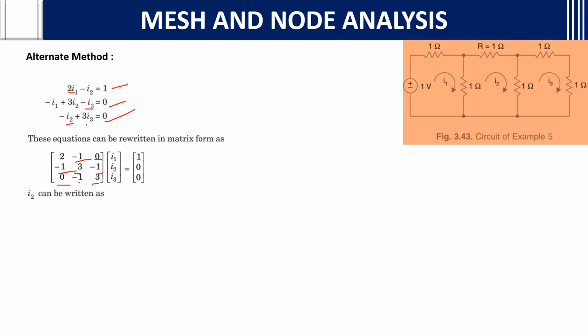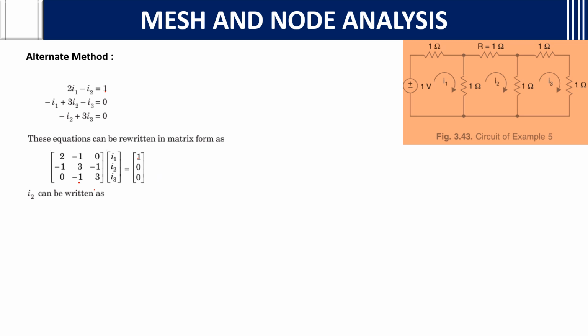Okay, then what do we need to do? We need to multiply by the matrix I1, I2, I3. Why? Because it is V equals Z into I, or R into I equals V. So it is in this form, and we need to write it that way. After writing, the right hand side is 1, 0, 0.